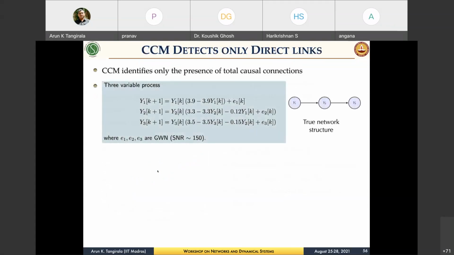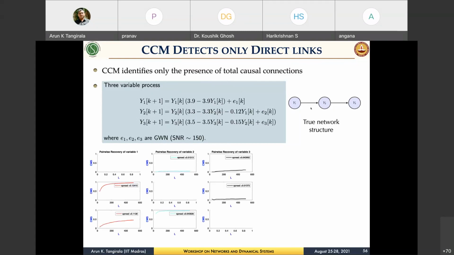So finally, unlike Granger causality, convergent cross map does not detect direct links. It only detects total causality. And to illustrate this, I have a 3-variable process here for you, which you can use for simulating. And the variances of E1, E2, E3 are adjusted such that the signal to noise ratio is very high, so that doesn't come in the picture. This is the true network structure, where the edges are denoting direct connections. We are interested in direct connections. If you are interested in total connections, then you can skip this part of my talk, the remaining 30 seconds.